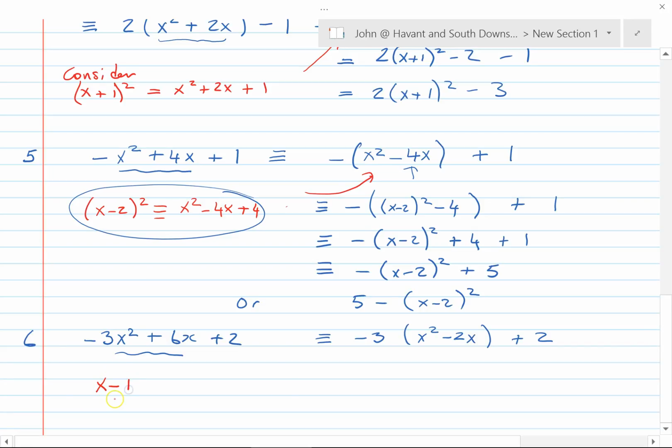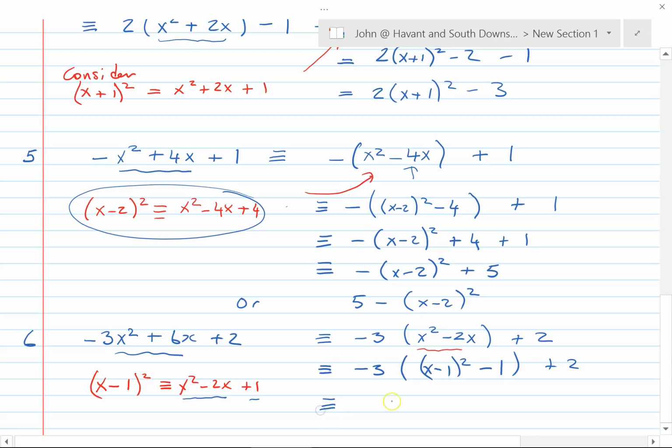x minus 1 squared is the same as x squared minus 2x, which is what we're after here, plus 1. So when we complete the square, we get minus 3 x minus 1 squared, but we're completing the square for that bit, so it's take away 1 because of that, plus 2.